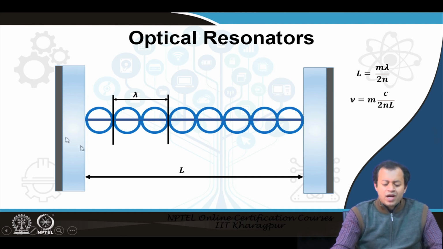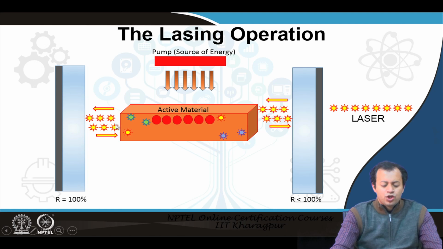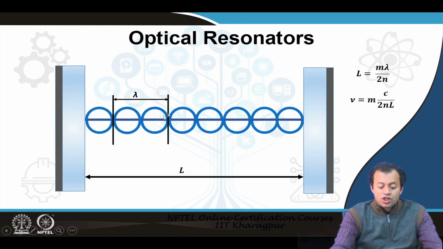So basically you can select which photon you want to accept by changing the length of this resonator, because the length of the resonator will determine the lambda, will determine the frequency, will determine the energy, and that energy needs to match the upper level energy and lower level energy of a specific material. So this is it.